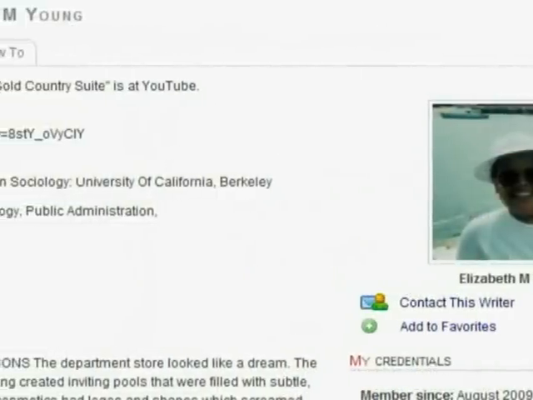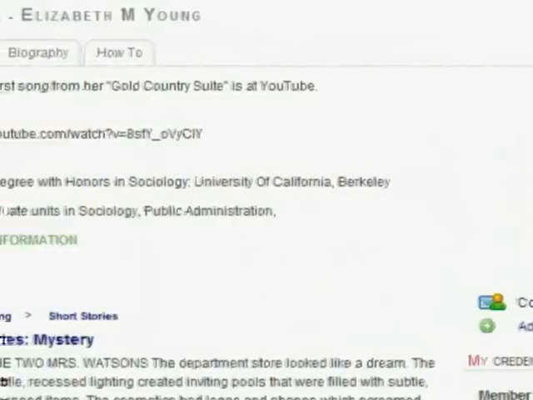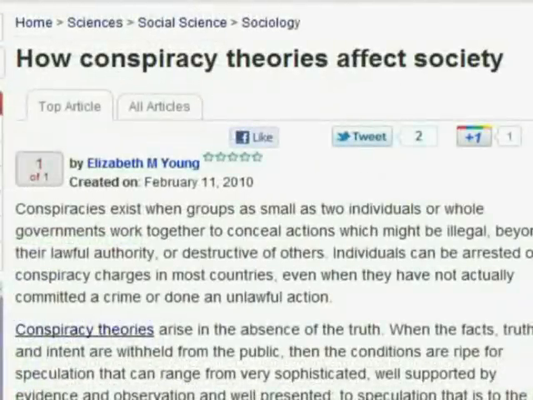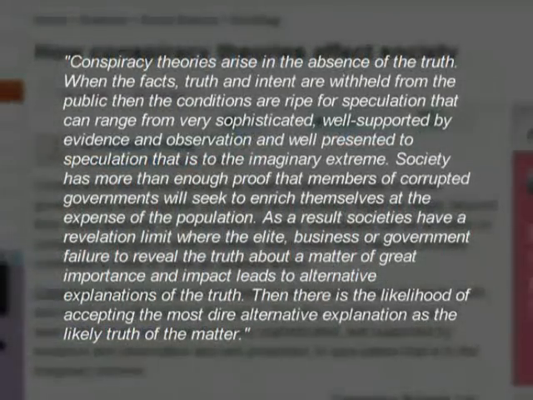Sociology graduate and US Air Force officer Elizabeth M. Young offers a broader and more balanced opinion in her article, How Conspiracy Theories Affect Society. She acknowledges the basic premise that conspiracies do happen from the small scale to the large, and that conspiracy theories can be based in fact or fiction.